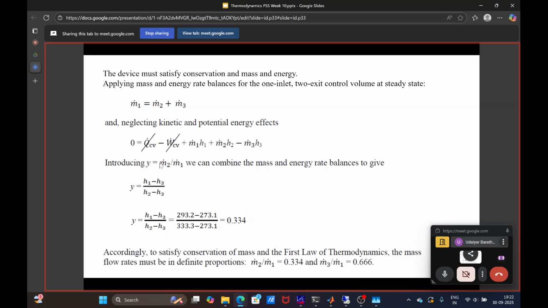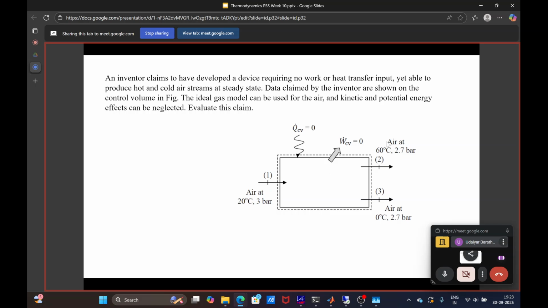So y is a fraction; we are converting this into fractions because we have two mass unknowns, and it can be simplified. So y is m2 by m1, and we can combine the mass and energy balance. So we get y equals h1 minus h3 divided by h2 minus h3.